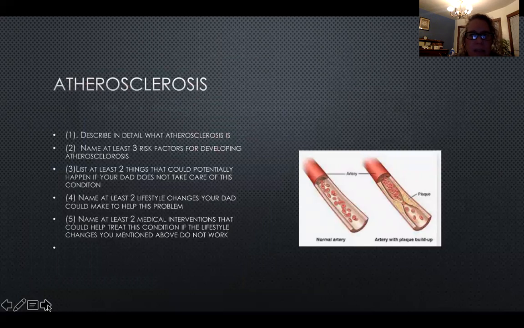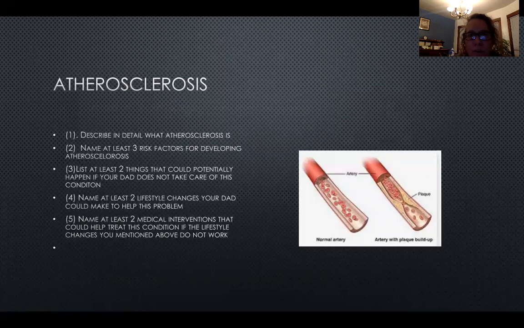And then the last possible essay that you could get is atherosclerosis. So basically, you'll see a normal artery here. All the red blood cells are flowing through it, no problem. In this artery, you'll notice that we've started to develop some plaque, and that plaque can become really hard over time, and that's called atherosclerosis. And so there are some risk factors for developing atherosclerosis.